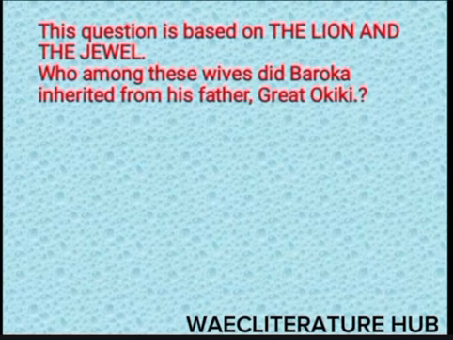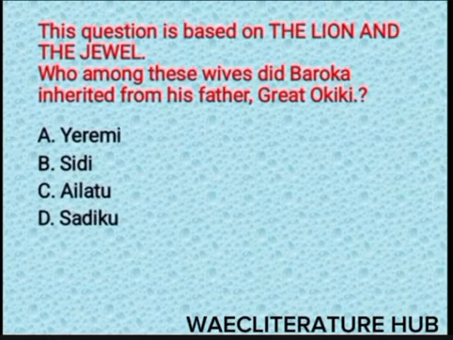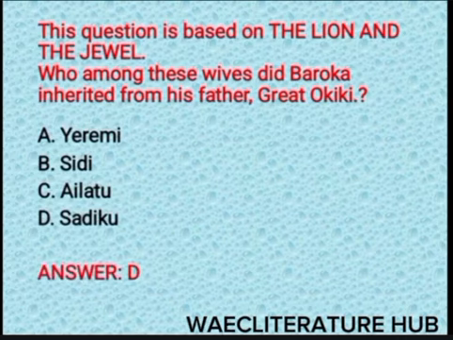Okay, this question is based on The Lion and the Jewel. Which of these wives did Baroka inherit from his father, Okiki? Jeremy, Sidi, Ailatu, Sadiku, and our answer is Sadiku. If you can recall in The Lion and the Jewel, Sadiku started rejoicing over Baroka's impotence, how she started to glory in herself that she saw the end of Baroka's father Okiki, and now she has seen the end of Baroka himself, where she was singing, "Take one in my master, will squash you in the end."